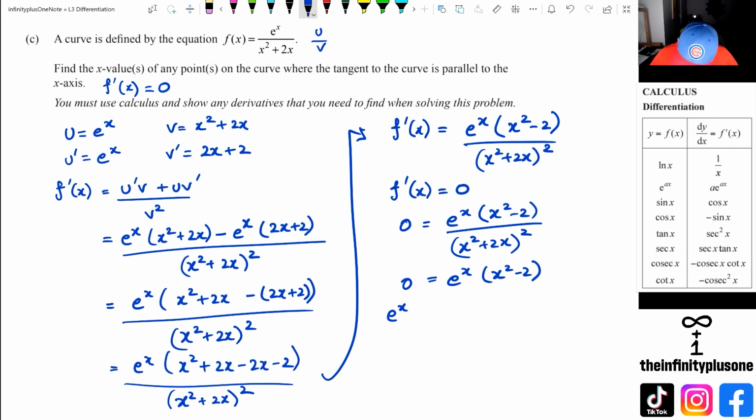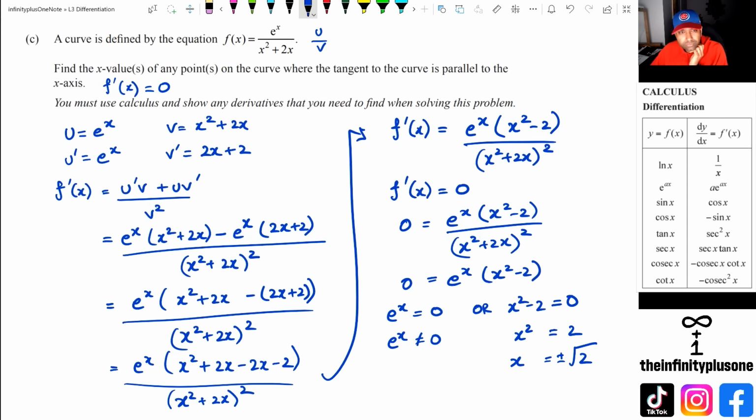So separate them out. E to the power of x equals 0, or x squared minus 2 is equal to 0. Now e to the power of x cannot equal 0, so we ignore that. And here I've got x squared is equal to positive 2. And so I can say that x is equal to plus or minus square root of 2. And that's pretty much my two x values where the gradient is 0, or I can say where the tangent is parallel to the x-axis.